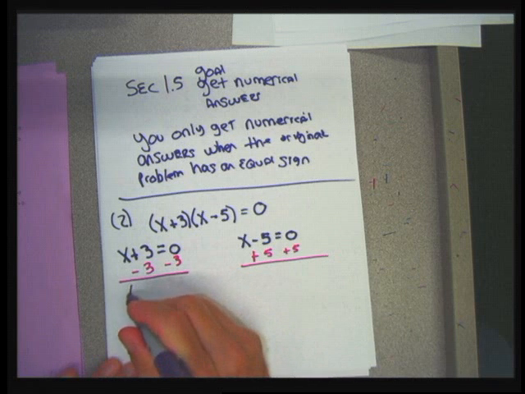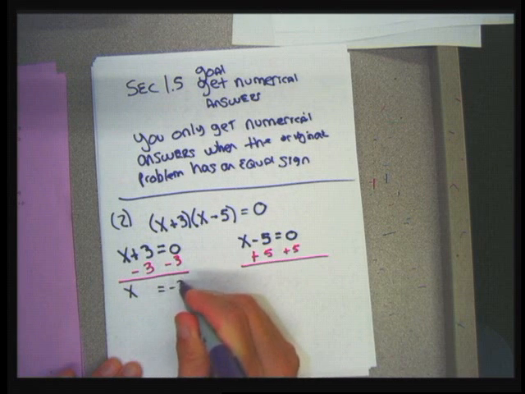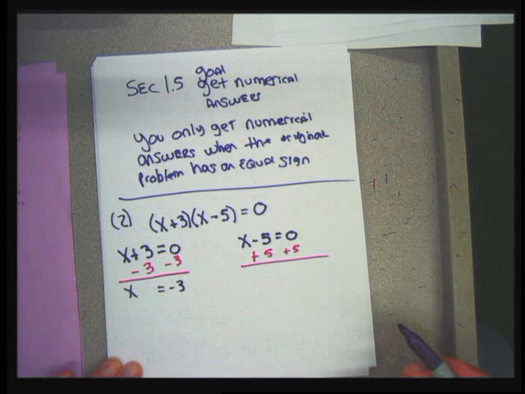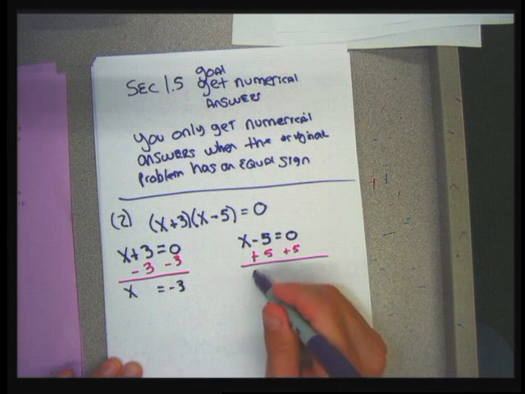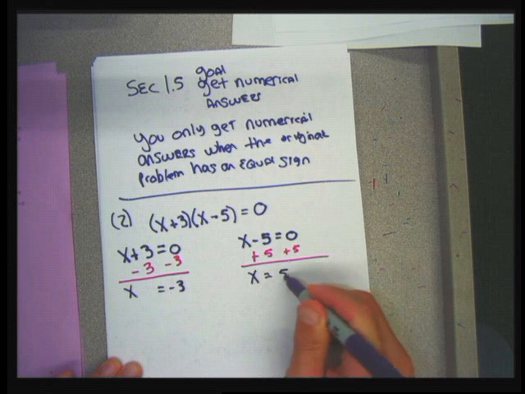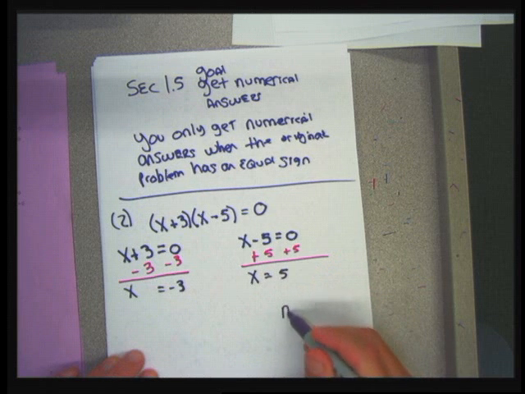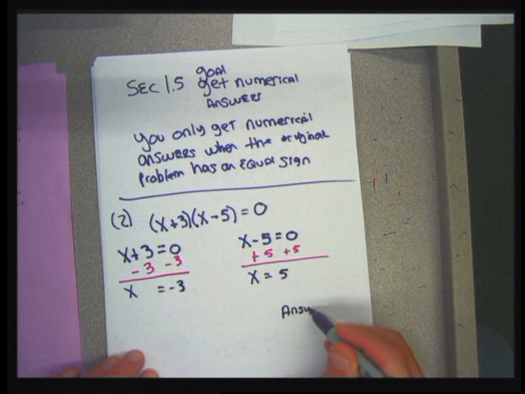So to get the numerical answers for 2, I took each factor, set it equal to 0. The factor of x plus 3, I subtracted 3 from both sides and got x equal to negative 3. The factor of x minus 5, to solve for x, I add 5 to both sides and get x equal to 5.